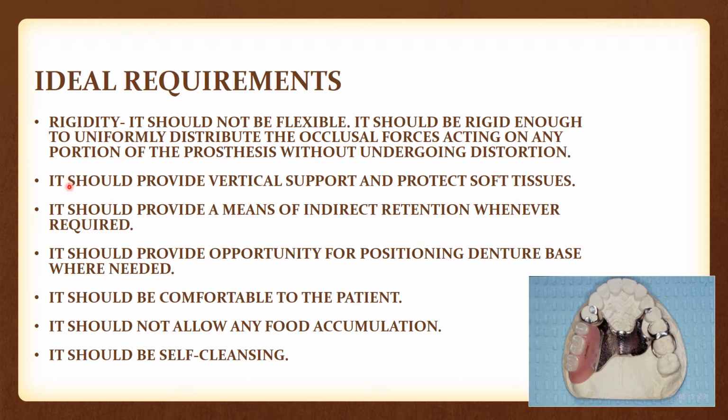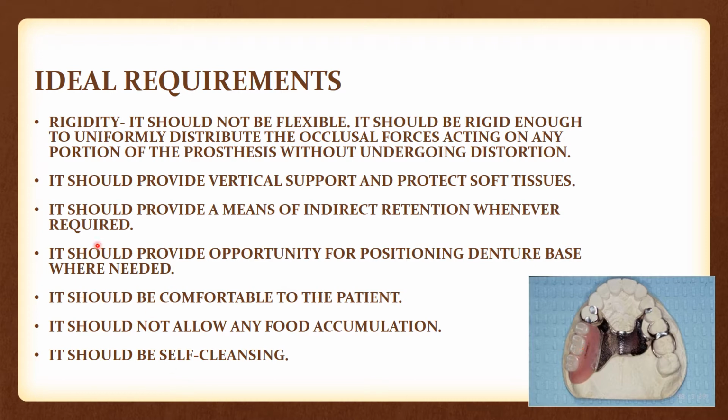The next one is it should provide vertical support and it should protect soft tissue. What is support? Support is nothing but that which resists the forces of mastication, the occlusal forces. Basically, it's the forces which are applied in the direction towards the denture bearing area, the vertical forces. So during mastication, the forces applied on the denture, it should provide that vertical support against them.